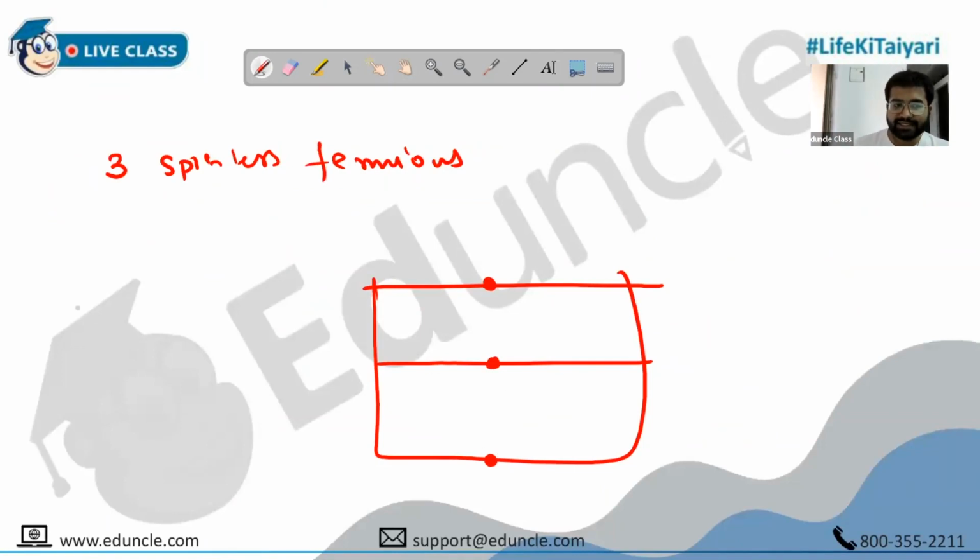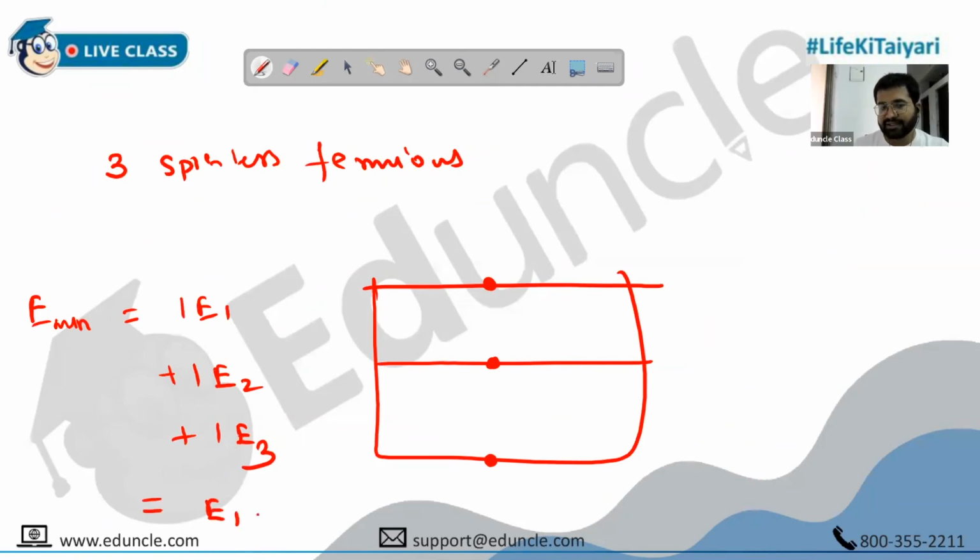So we have got 3 electrons, 3 states. Minimum possible energy that the system can have is 1 electron in the ground state, another in the first excited state, and another in the second excited state. Second excited state is the third level. So our answer is E1 plus E2 plus E3. So this is E1 plus 2 square E1 plus 3 square E1. So we have got 1 plus 4 plus 9, that is 14 E1.